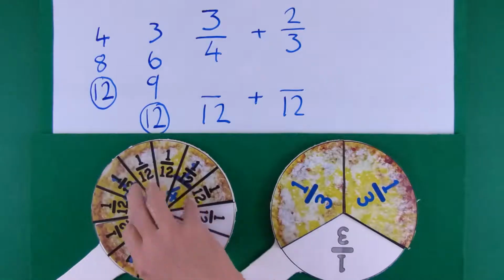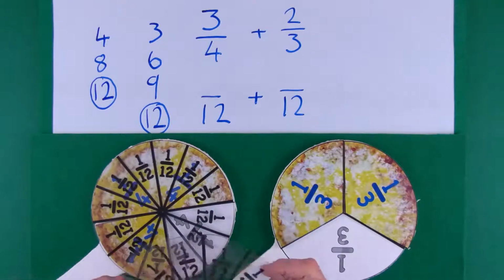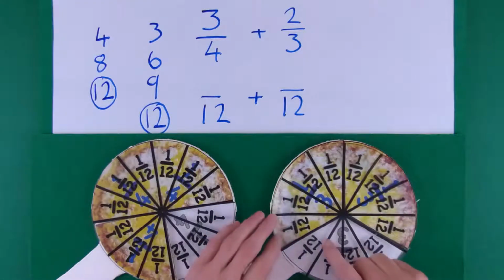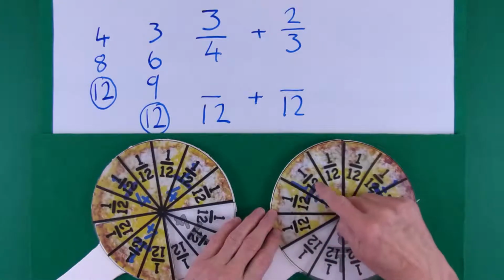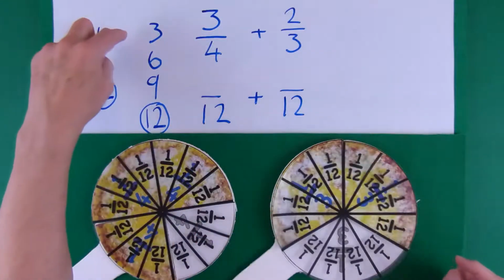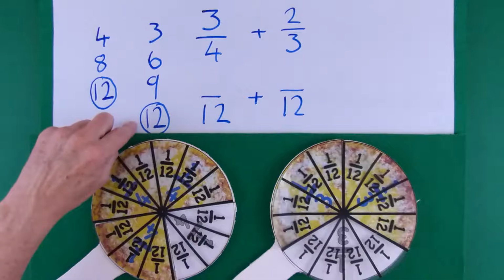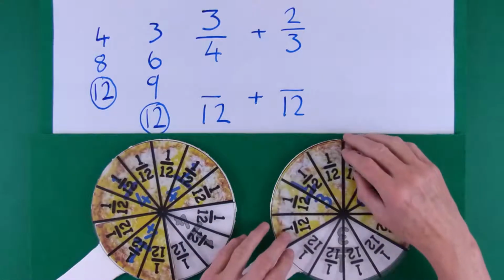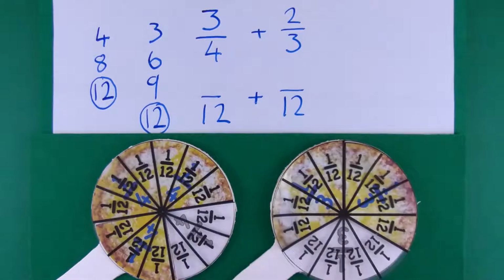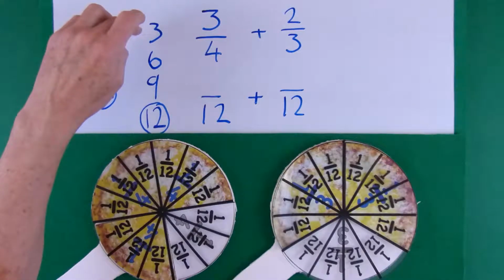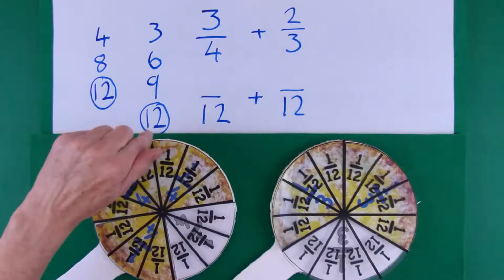So 12ths work with quarters, then we take our 12ths across to the thirds, and you can see it works. Each of the thirds has got 4 12ths in it. And if you have a look, that's the next thing we did. We did 4 3s is 12. So we get 4 in each of the thirds, and it works as well. So we can chop quarters and thirds into 12ths.